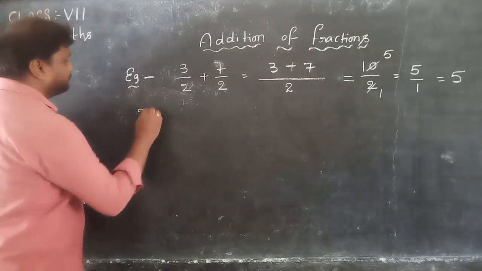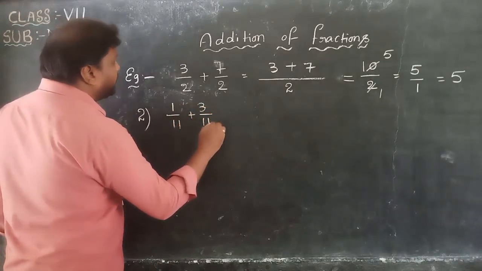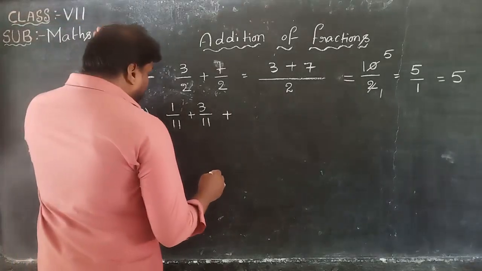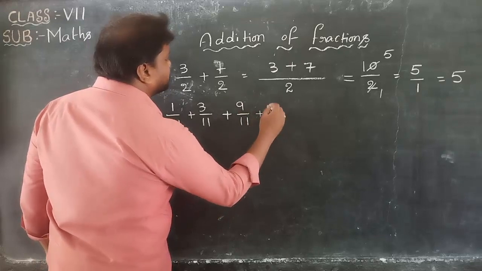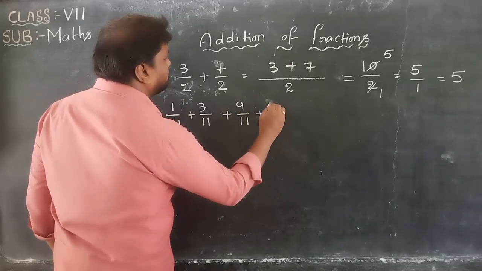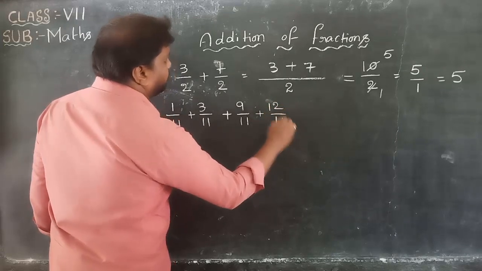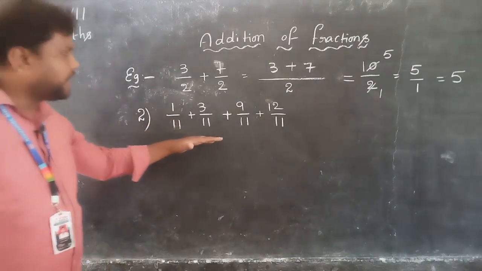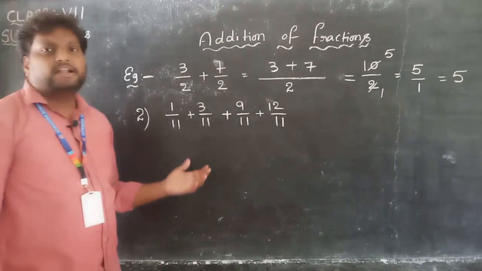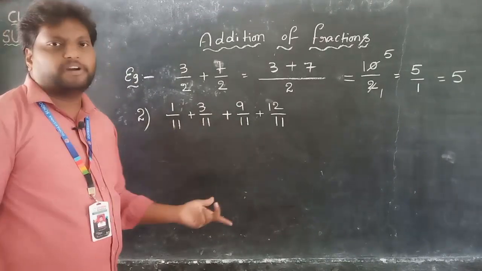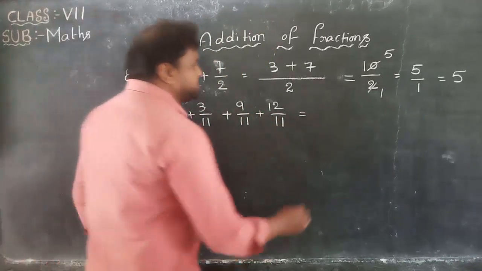Example 2: 1 by 11, 3 by 11, and 9 by 11 plus 12 by 11. Okay, see, here I am taking 4 fractions, all like fractions. If they are like fractions, there is no problem, it is very easy. First of all, take the common denominator. What is the common denominator here? Each and every fraction has a common denominator. What is that? 11.